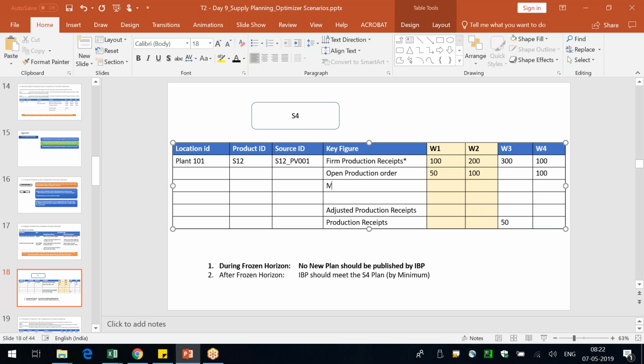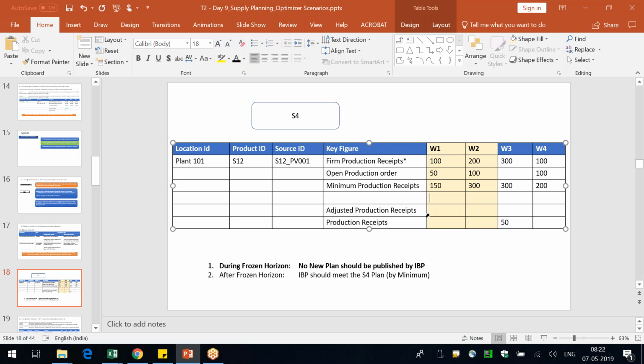So how to deal with that? There is another key figure we have seen, called minimum production receipts. It's always the summation of firmed plus open. So here this becomes 150, here 300, here 300, here 200. So in a single word, I am populating the S4 plan in the minimum key figure, so that the IBP optimizer will do a minimum of that much, so that the S4 plan is respected.